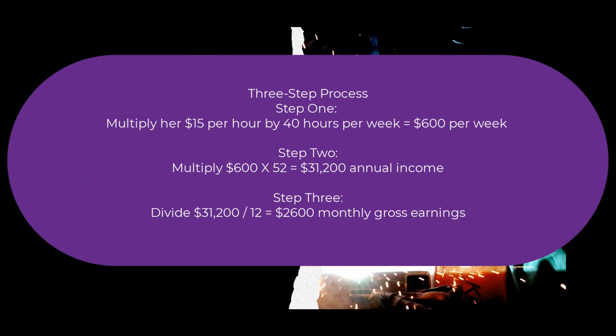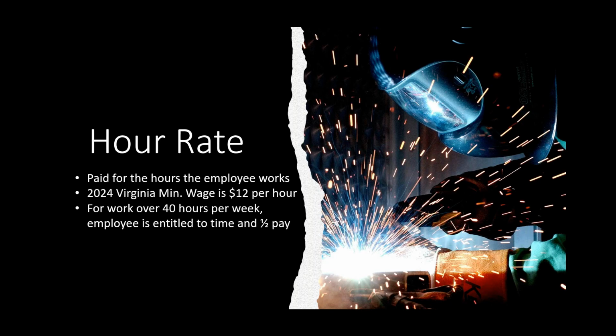By multiplying her $15 hourly wage by 40, the number of hours she works each week, you arrive at $600 per week. Next, to arrive at the annual earnings, multiply $600 by 52 for 52 weeks in the year to arrive at $31,200, her annual income. Finally, to arrive at her monthly earnings, divide the $31,200, her annual earnings, by 12, the number of months in a year, to arrive at $2,600, Peppa's monthly earnings.